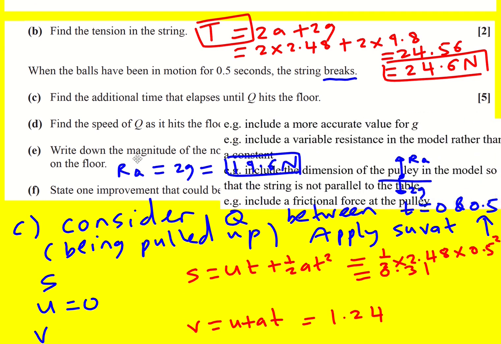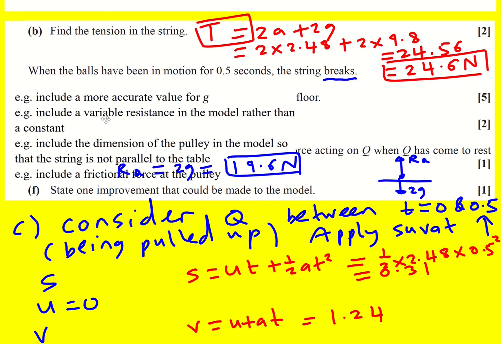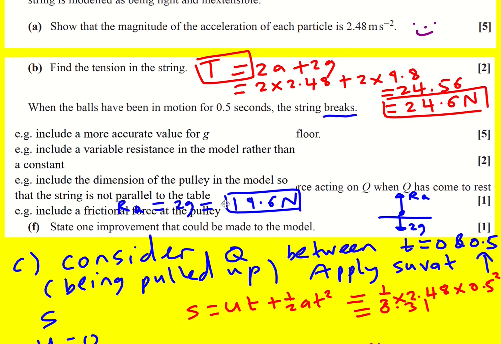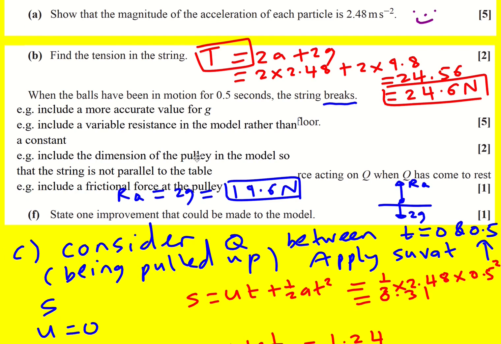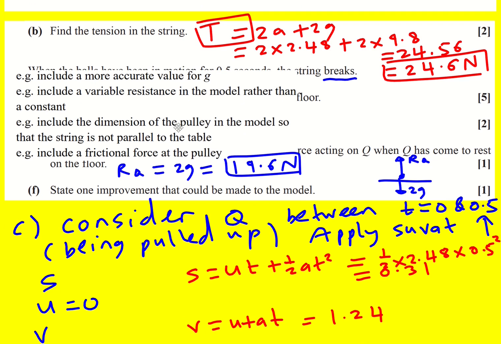Just a few other answers from the mark scheme are a more accurate value for g, variable resistance rather than a constant, I think that's talking about the friction, potentially, is it? Include the dimension of the pulley so that the string is not parallel to the table. Include a frictional force at the pulley. Okay, these are all just things that you could write about. These are just examples, so as long as you've put one in, I'm not going to go through all the other possibilities. I just think air resistance is a good one, but yeah, that's it for this very last bit.